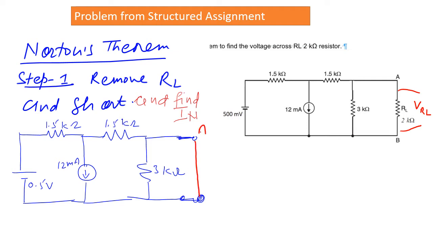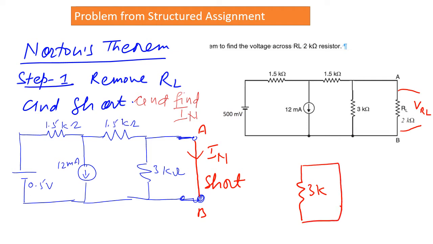In the circuit, the points are given as A and B, and the load is connected between points A and B. Now this is shorted here, and in this shorted wire you have to find the Norton current. Now look at this, the shorted wire. Parallel to this shorted wire, there is one resistor here. This is a 3 kilo ohm resistor, and this 3 kilo ohm resistor is shorted like this. So this shorted wire is coming here.